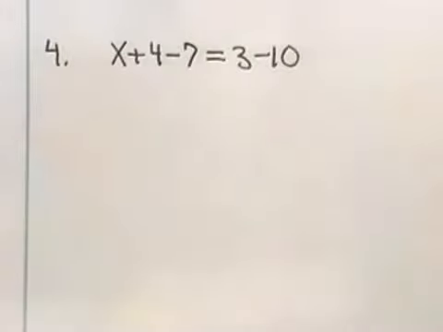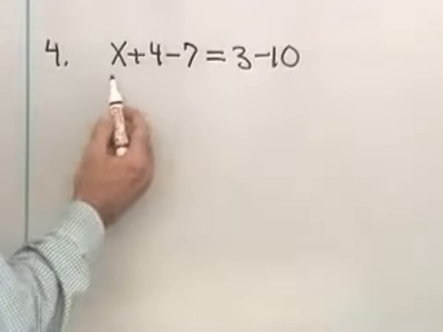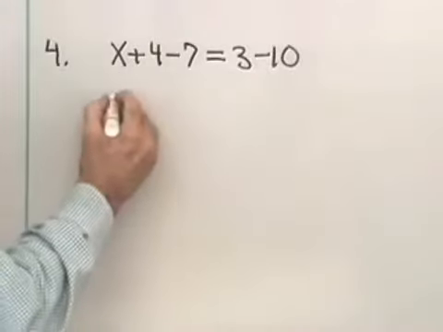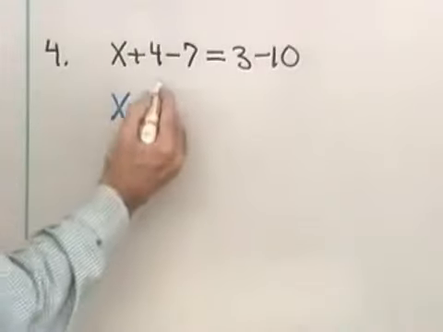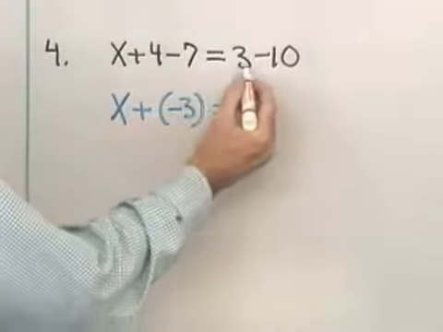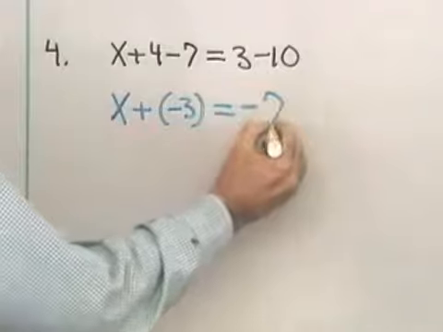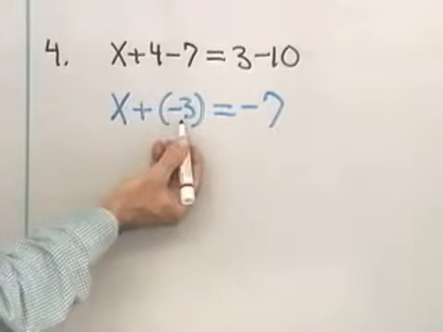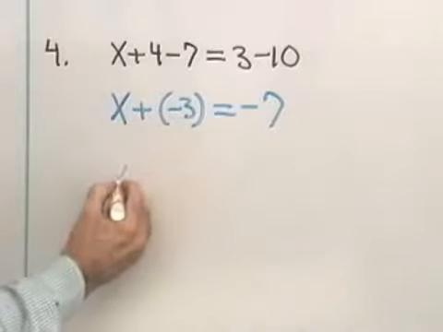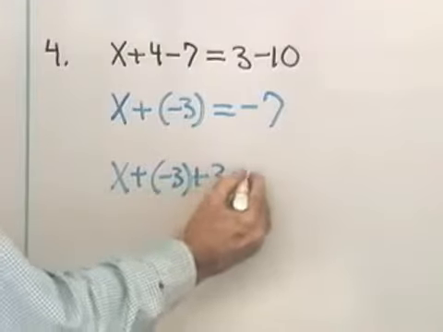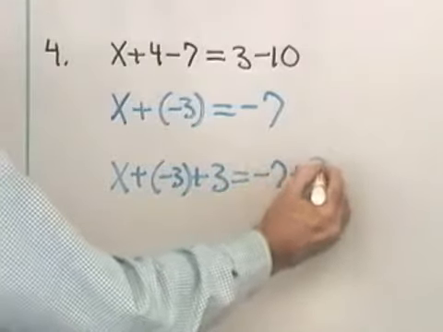Here's our next one. This time I need to simplify a little bit before I get started with my addition property. So I want to simplify each side of the equation as much as possible before I use that addition property. So here is x plus 4 subtract 7 is negative 3. And then 3 subtract 10 is negative 7. Now, I want to isolate x on the left side. I need to get rid of the negative 3. I'll do that by adding its opposite. X plus negative 3 plus 3 is equal to negative 7 plus 3.